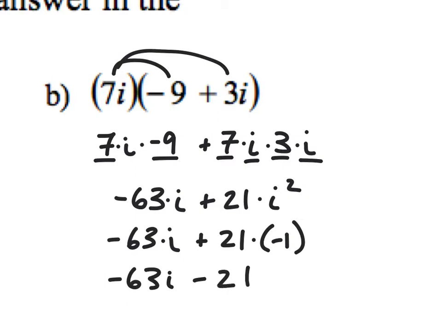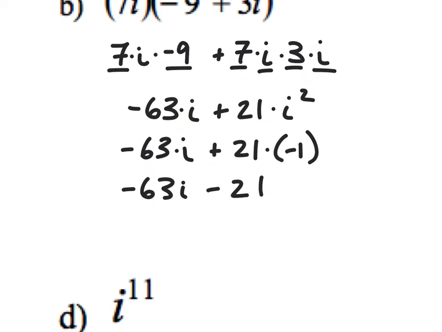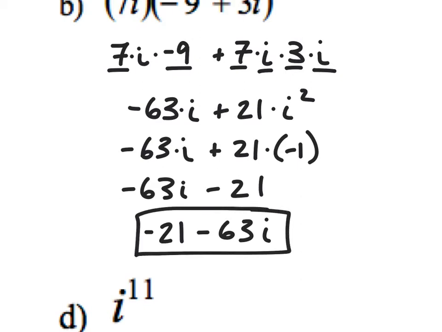Now if I wanted to put this in true complex form, I would take negative 21 minus 63i, and I would just leave it like that.